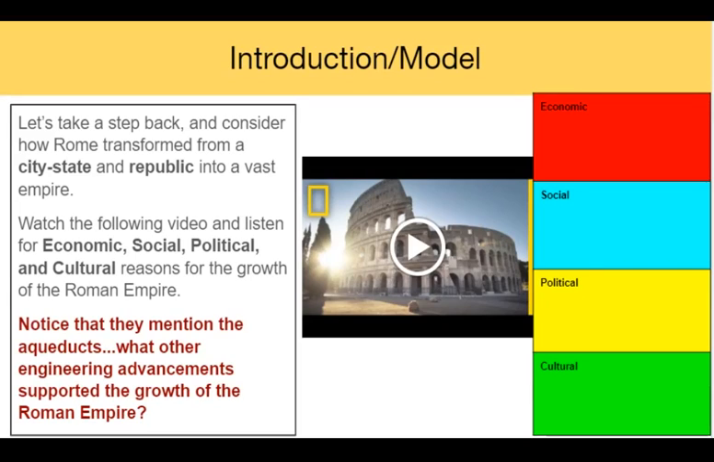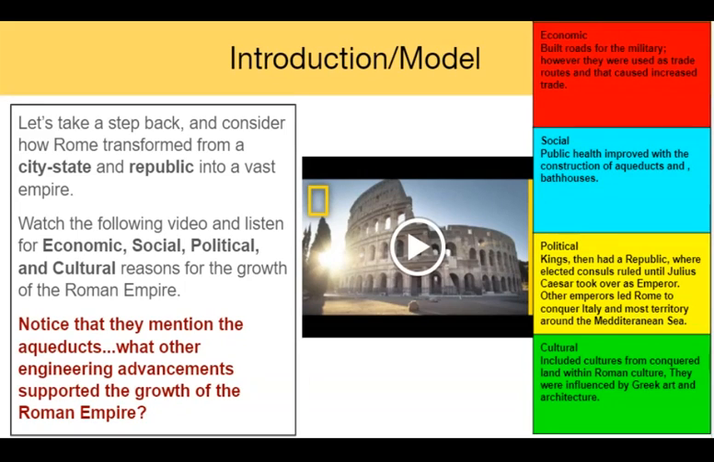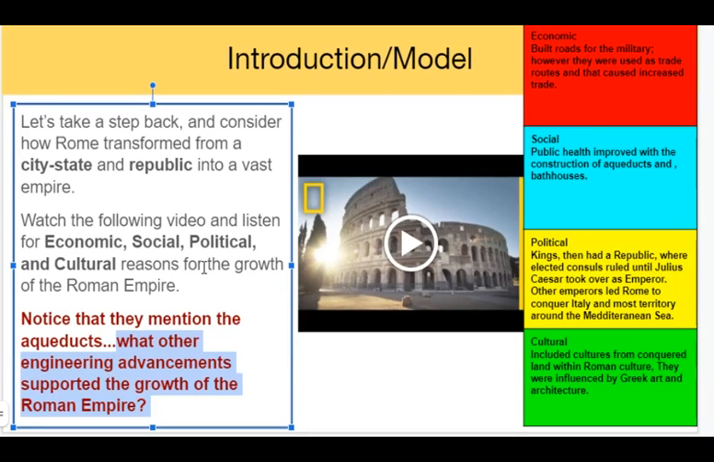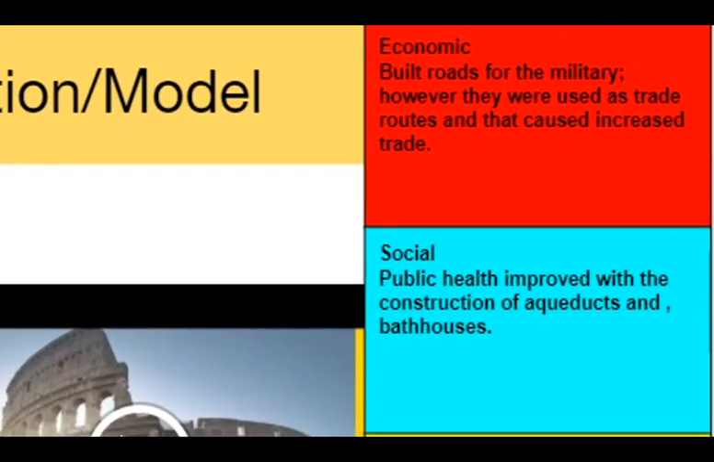Okay, so you watched it. What did you come up with? Well, here's what I came up with. I took notes and wrote down all sorts of facts, but I had to be careful that I was writing about what led to the growth of the Roman Empire. I couldn't just write down everything I watched. It says that we should watch for reasons for growth. So I'm not just going to speak about engineering, but I'm looking for growth, not just everything about the Roman Empire, which this clip spoke about.